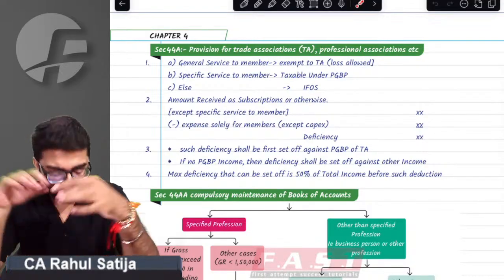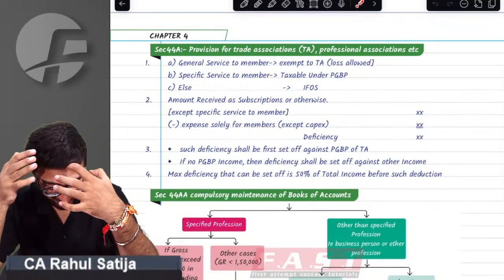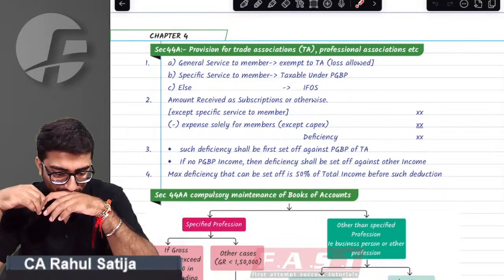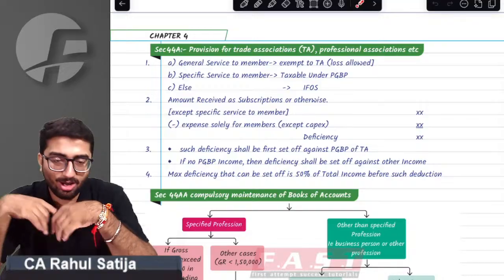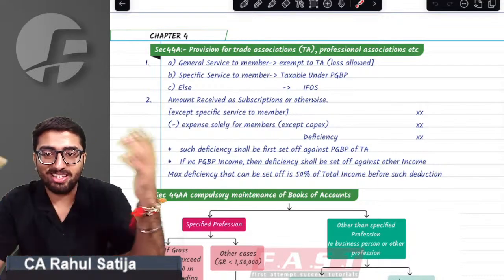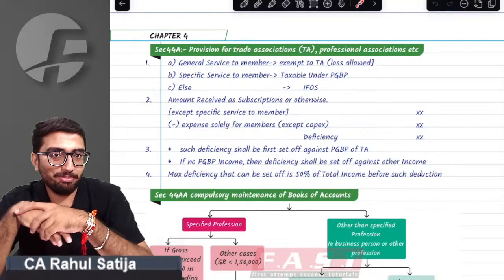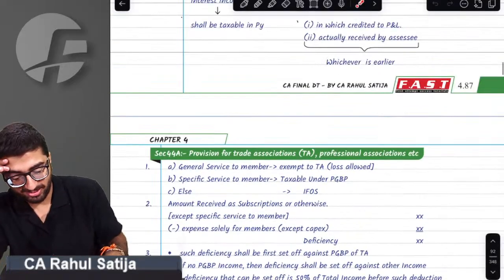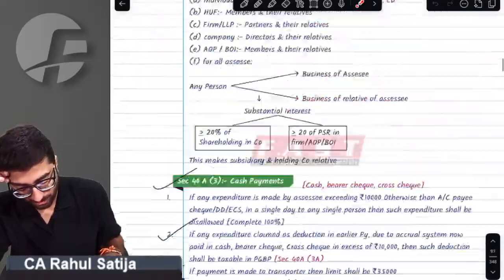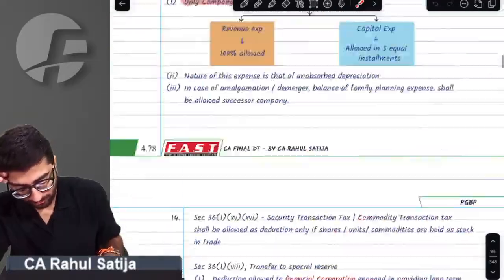How was your experience understanding this provision? With that, I can proudly say that we are done with the PGBP chapter. I don't think anything is left. Just let me go through the provisions.